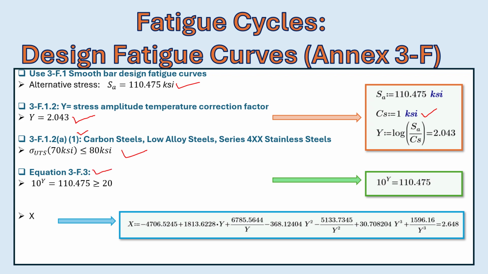The first one is that we need to find the value of 10 raised to power y. If the value of 10 raised to power y is greater than 20, we're going to use the formula given here. If this value is less than 20, we're going to use a different formula. So in our case, let's find out the value of 10 raised to power y. 10 raised to power y, we get the value of 110. So since 110 is greater than 20, we're going to use this formula to get the value of x.